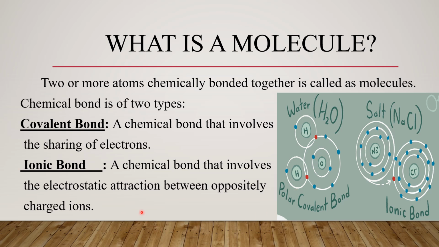And next, ionic bond: a chemical bond that involves the electrostatic attraction between oppositely charged ions. Oppositely charged ions are nothing but cations and anions. For example, for ionic bond is salt, NaCl, sodium chloride, Na+ and Cl-.